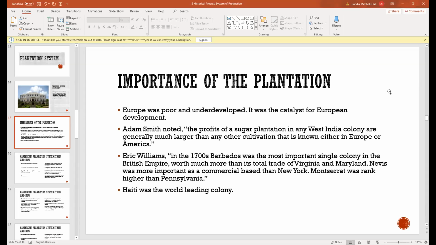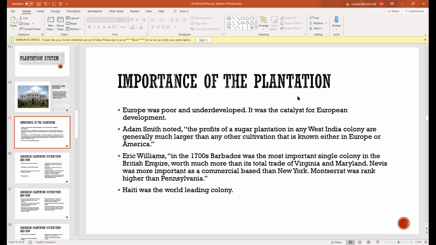But one thing that we know for sure was that at the time when the Europeans came to the Caribbean, Europe was very poor and underdeveloped. All right. And so the plantation system helped as a catalyst for development.